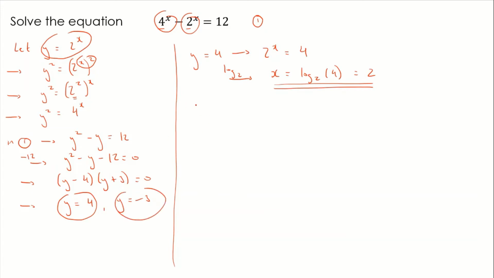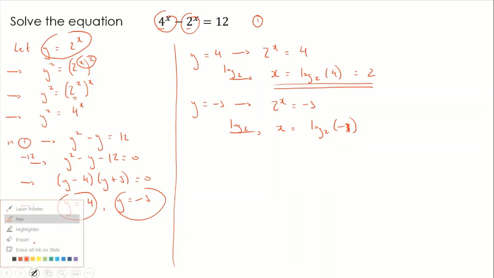And now if y equals negative 3, we're going to be in a bit of trouble here, because that means you get 2 to the x equals minus 3. If you try taking log to the base 2 of minus 3 on your calculator, you're going to get shouted at.